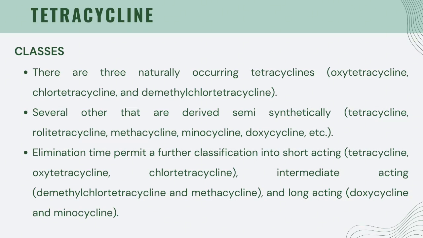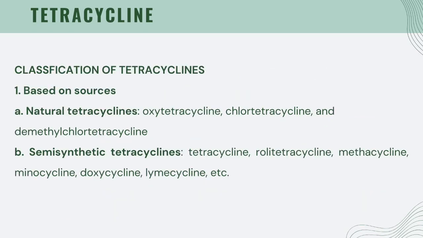Tetracyclines can also be classified through their elimination time. Some are short-acting, intermediate-acting, and long-acting. Natural tetracyclines are antibiotics that are directly isolated from microorganisms in nature, particularly certain species of Streptomyces bacteria. Semi-synthetic tetracyclines are modifications of the natural tetracycline structure made through chemical synthesis or semi-synthetic processes. These modifications are designed to improve pharmacokinetic properties, enhance antibacterial activity, or reduce side effects compared to their natural counterparts.